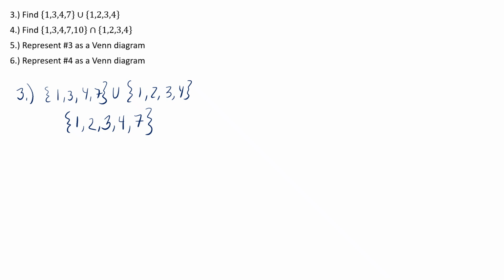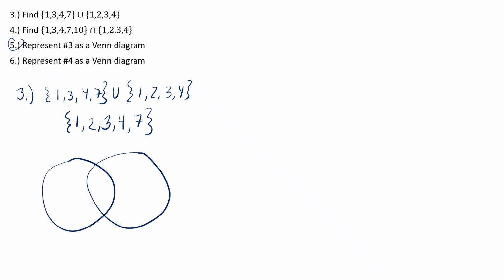And then jumping down to number 5, it says represent number 3 as a Venn diagram. So I'm going to set up my Venn diagram. And I want to look, is there anything in the first set that is only in the first set and not in the second set? And that would be the 7. So the 7 would be in this piece. Overlap, 1 overlaps, 3 overlaps, and 4 overlaps. So 1, 3, and 4. And then that second set, the 2 is in that second set, but is not in the overlap. And there we go.